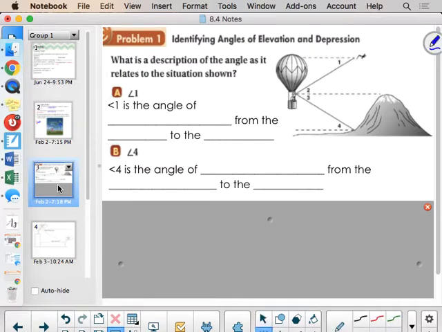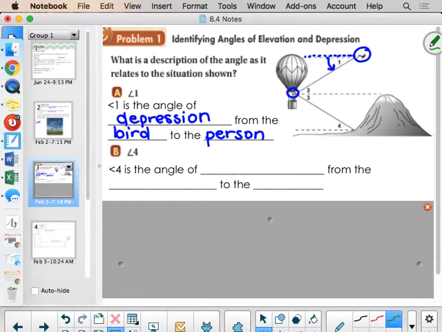Angle 1. I'm noticing that here is the horizontal line creating angle 1. And to create angle 1, I would create a downward direction. Because it's going downward, angle 1 is going to be classified as an angle of depression. Now I want to get specific. This angle of depression is the angle of depression going from the bird to the person in the hot air balloon. So it goes from the bird to the person.